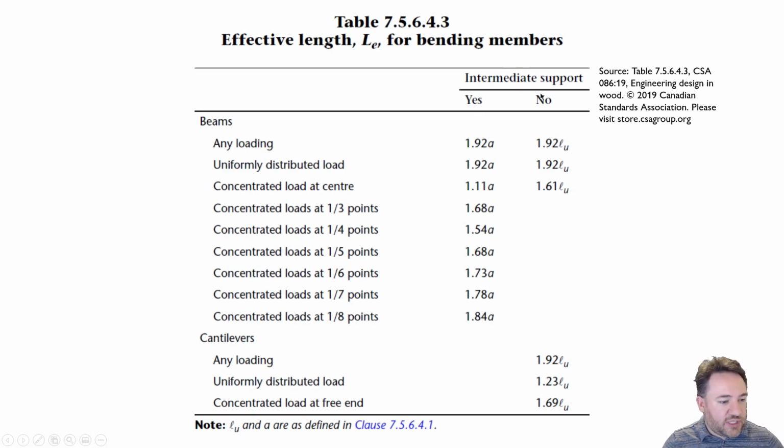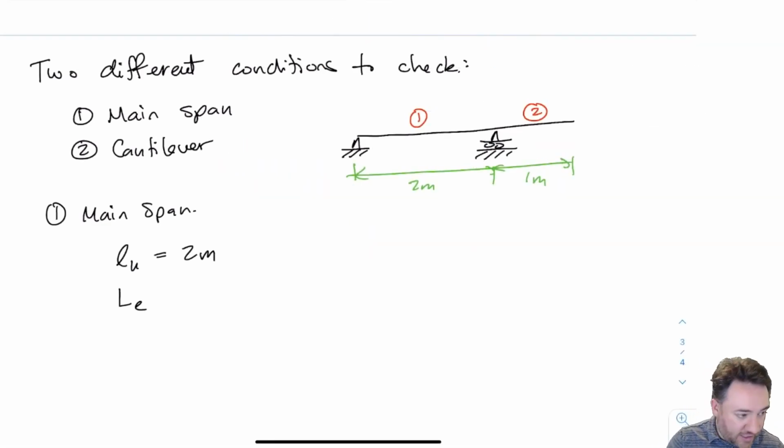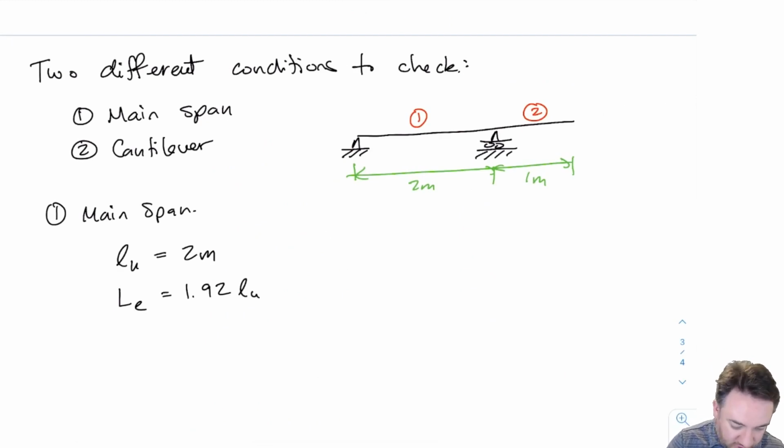So do we have intermediate supports? No, we only have lateral supports at the points of bearing. And what is our loading? It's uniformly distributed. So I'm going to use 1.92 LU as my effective length LE. So again, LE in this case equals 1.92 times LU.